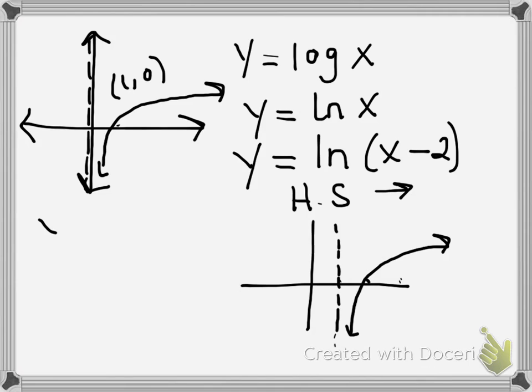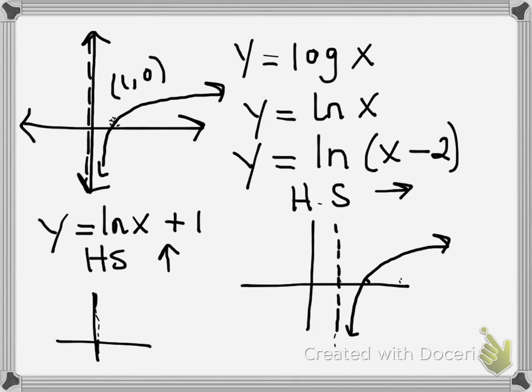If I put a number not in the parentheses, it just raises everything up 1 unit, which would not change the asymptote, but it would change the point. Asymptote would be there, and this point would move to here.